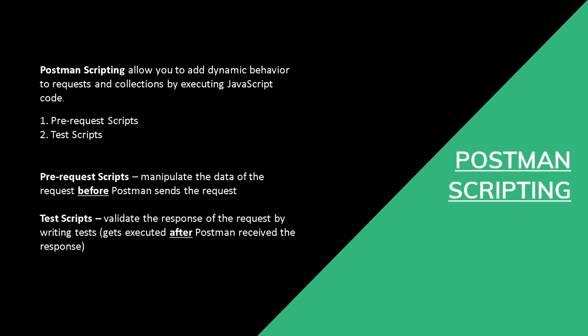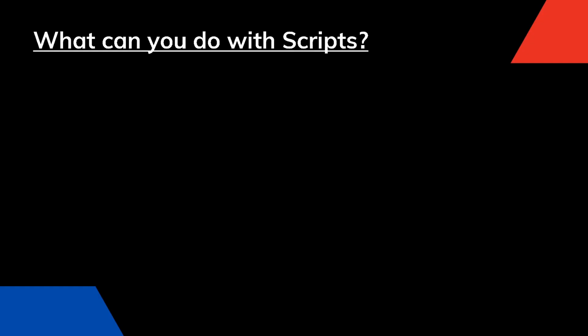So the key here is obviously for your test script, it's validating the response, but for your pre-request scripts, it's actually manipulating the data of that particular request. So I mentioned dynamic behavior, as well as I mentioned that you can manipulate the data. So what exactly do I mean by that? Well, to answer that, let's take a look at what exactly Postman scripts can do.